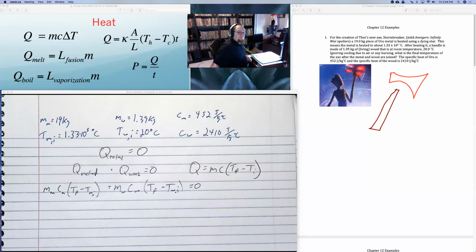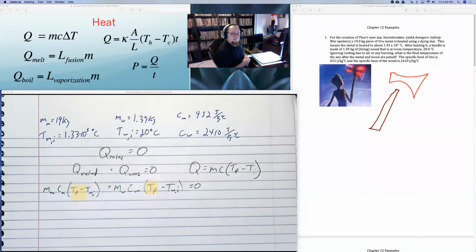Now, one thing I didn't say explicitly, but I drew, is that I didn't say T final for the wood and T final for the metal. I just put them both as T final. Because if two things are left together, they will eventually hit thermal equilibrium. And at thermal equilibrium, the final temperature would be the same for both. So my goal is to solve for that final temperature. That's a little complicated because there are two of them here.